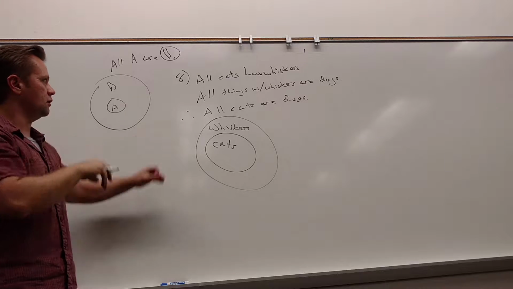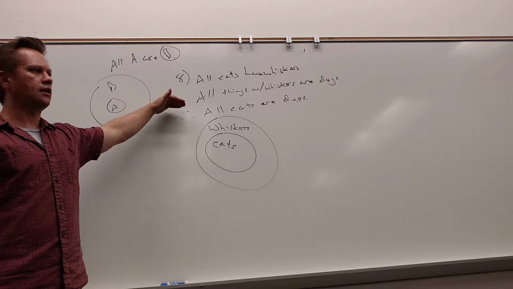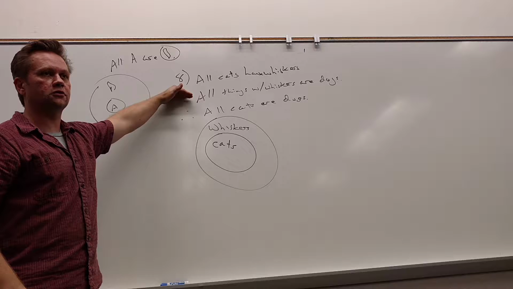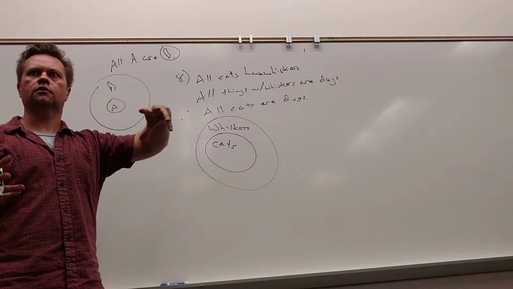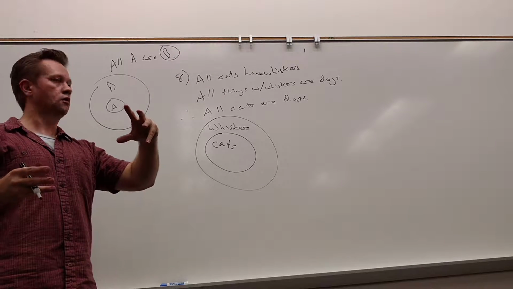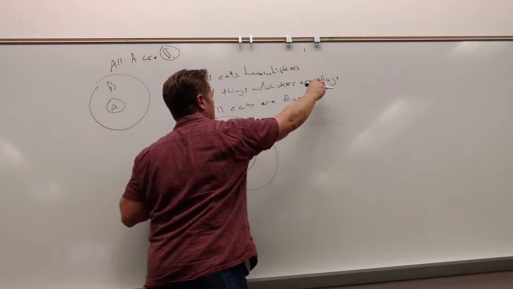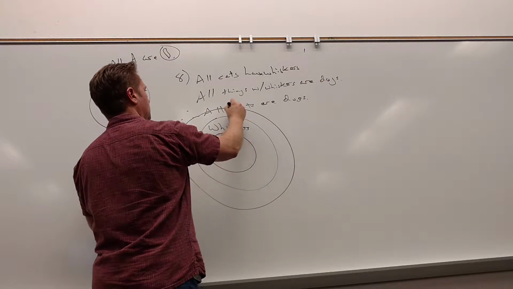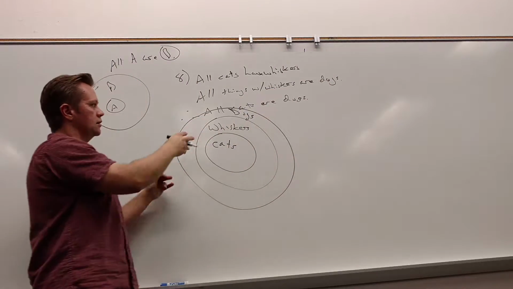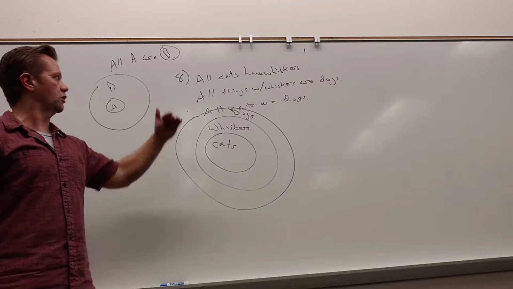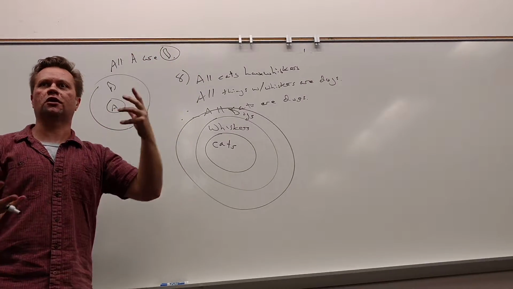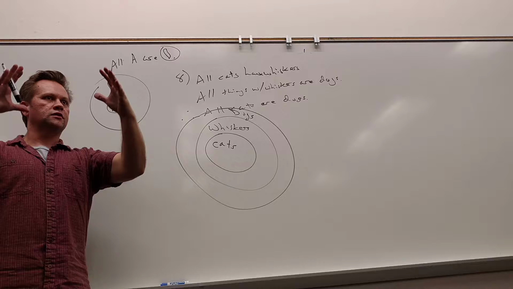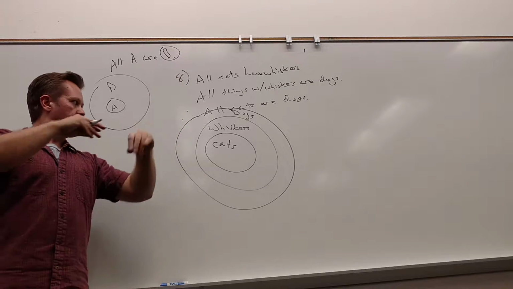That's good. All cats are dogs. I'm sorry, all things with whiskers are dogs. So what's got to happen there? The whiskers have to be inside the dog circle. Is there any real other way to draw it? There's only one way to draw it. That one's inside that one, that one's inside that one. It's like Russian nesting dolls.